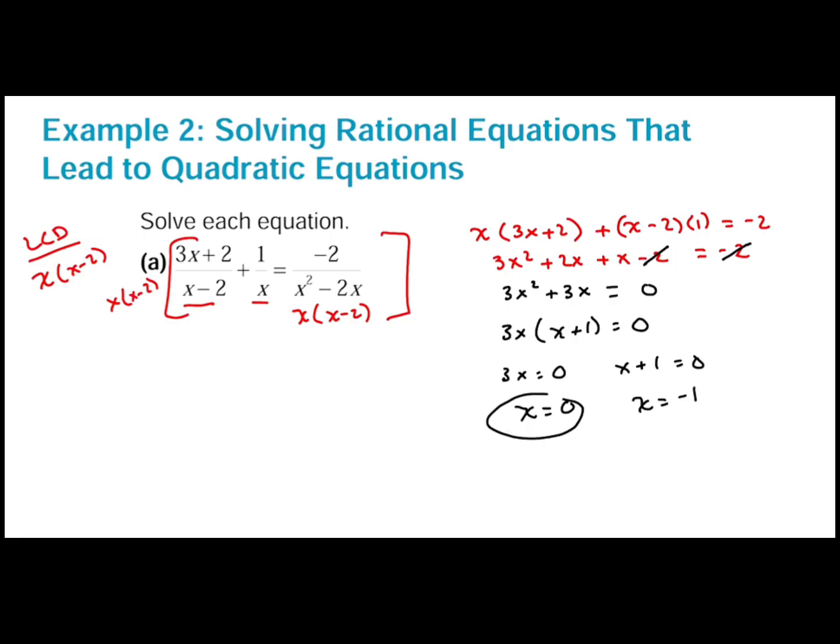Now, the thing is, we know that x cannot be equal to 0 because of this right here. So x is not equal to 0, but x is equal to negative 1. So this one checks out and the other one does not.